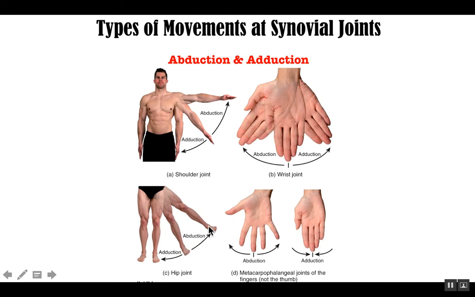You can abduct and adduct at your hip, and you can abduct your fingers. In this case, the midline is the midline of the hand. So these fingers are moving away from that midline of the hand. Now they are moving towards the midline of the hand.